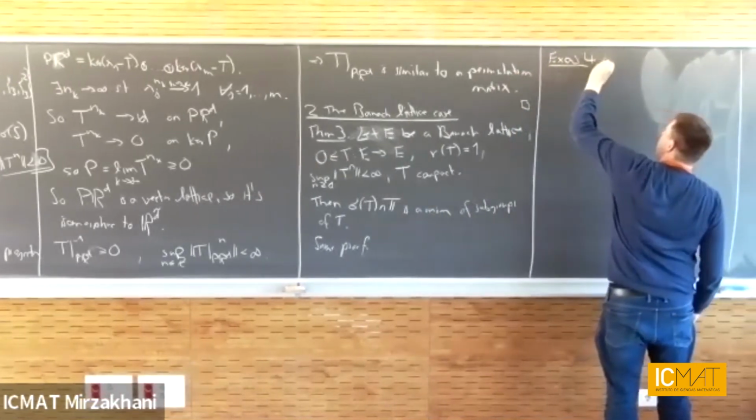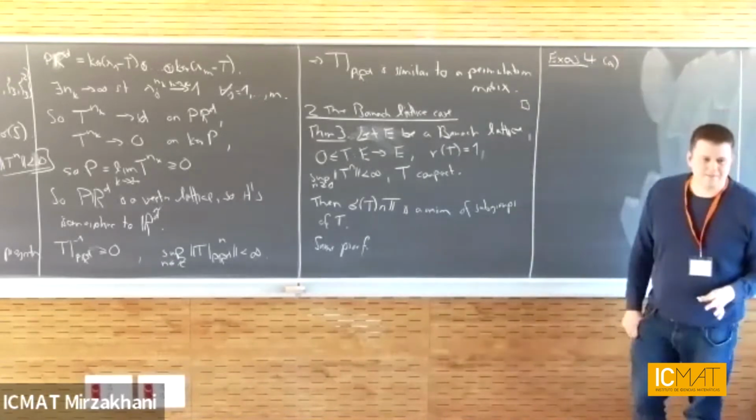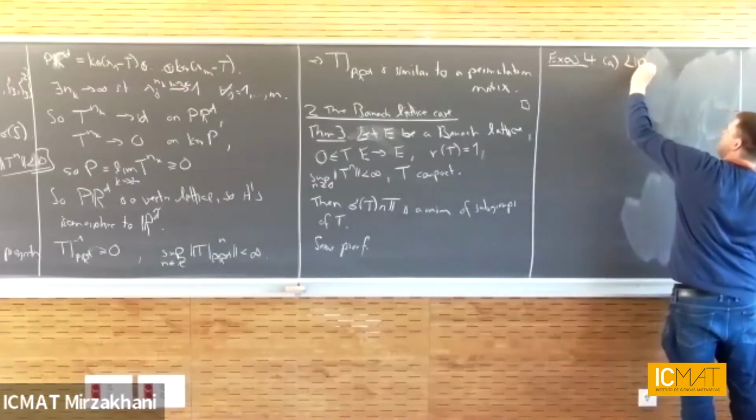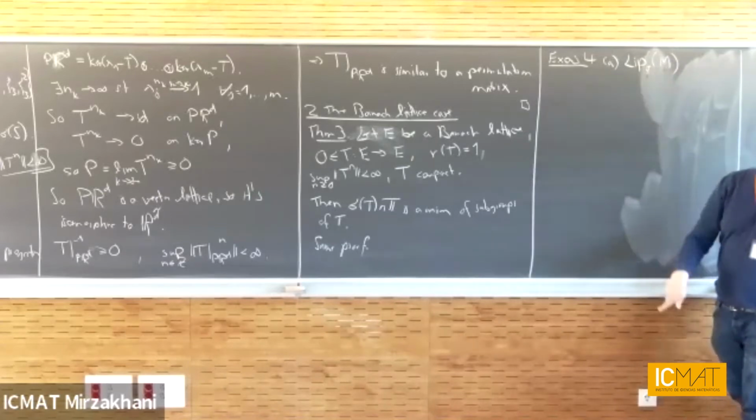Example 4, actually. So the favorite space of many people here may be the Lipschitz functions. I'm not sure if it's the favorite space, but many people mention it. So M is a metric space. You consider the Lipschitz functions which are 0 at a base point.